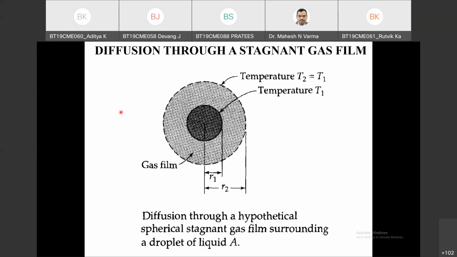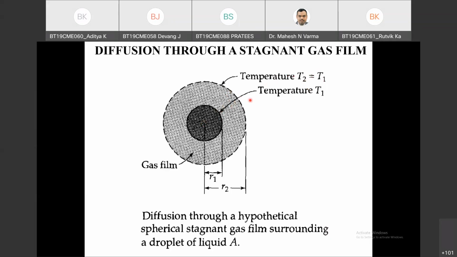So there is no option for origin. Origin will be at the center. Then you will discuss the variation of concentration in mass transfer. Here temperature is given constant. Throughout this film, temperature is T1. So we'll discuss the variation of concentration.